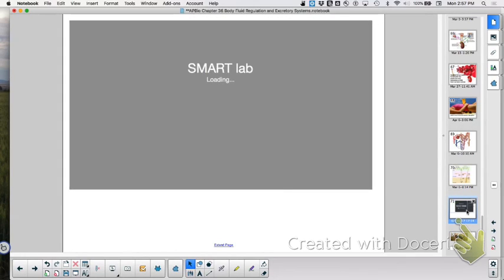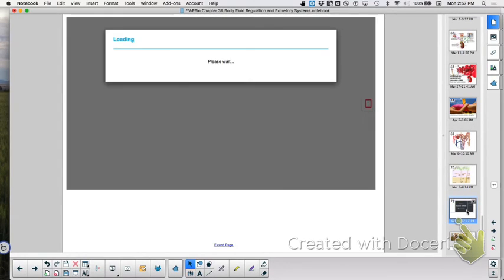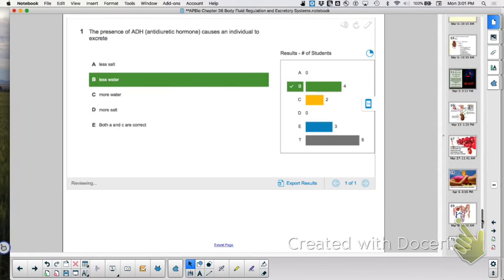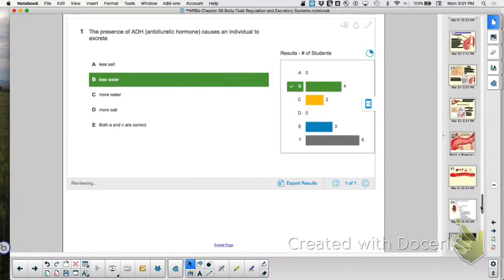Okay, we hope that's helpful. I'm just going to pause you for a minute. So the presence of ADH causes an individual to excrete less water, right? Because they reabsorb it. Four of you got that. Some not so much. Okay. Excrete means you're urinating, right? That's when you're excreting. So less water. All right, let's try another one.